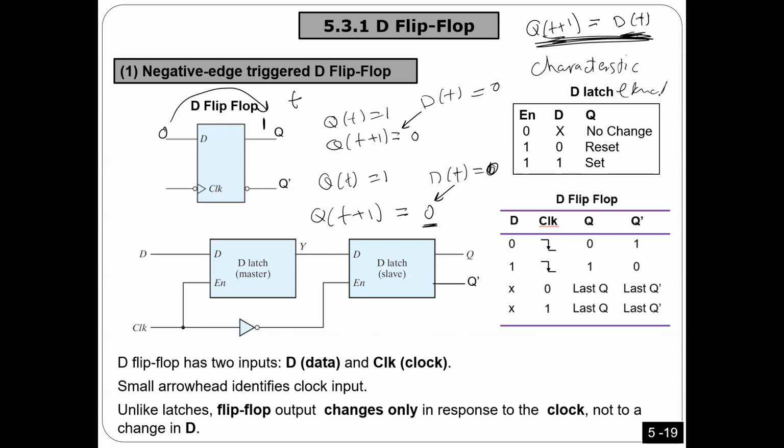The characteristic equation is going to tell you the new state, or the new storage value, based on the input. So this is the characteristic equation for this flip-flop: Q of t plus 1 equals D at time t. Do you understand what I mean by t and t plus 1? Because I'm going to use it all the time. Any questions? Okay, so that's what I explained for the D flip-flop.